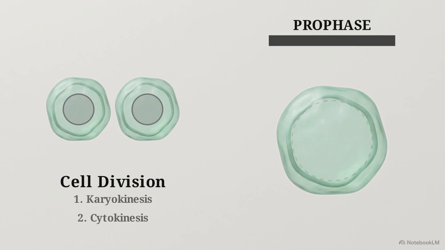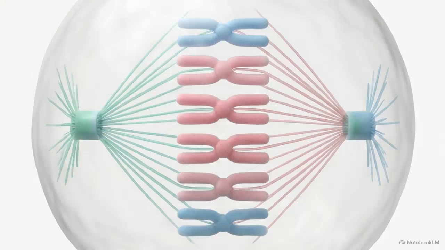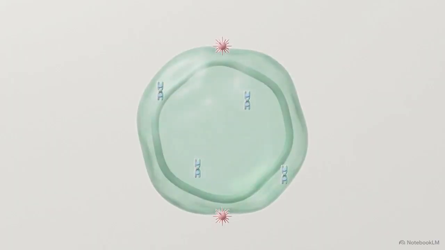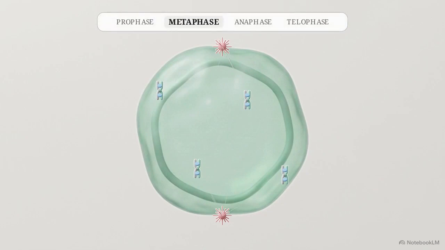The nuclear infrastructure dismantles, the nucleolus disappears, and the envelope breaks down, exposing the chromosomes. Meanwhile, duplicated centrosomes move to opposite poles, radiating microtubules to form asters and construct the mitotic spindle. By the end of prophase, the cell has transitioned into a polarized, structurally organized environment ready to manage its genetic payload.